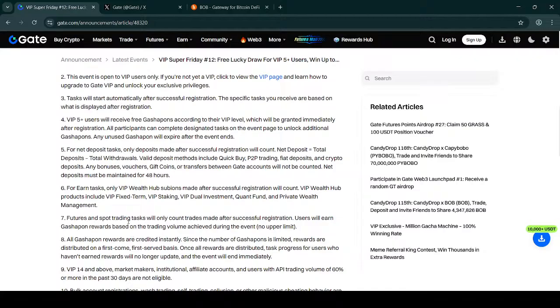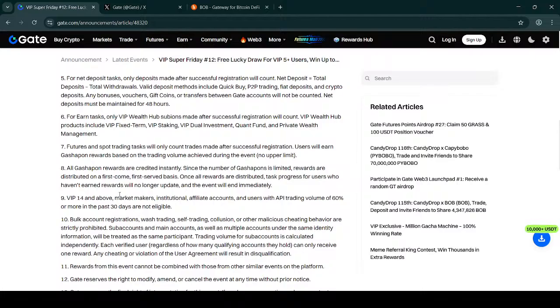So for future and spot trading tax, only trades made after successful registration count. Users will earn the corresponding reward based on the trading volume achieved during the event, with no upper limit, guys. Number eight: all of the corresponding rewards are credited instantly. Limited rewards are distributed on a first come, first served basis, and once the rewards are distributed, users who have not earned the reward will no longer be updated and the event will end immediately.